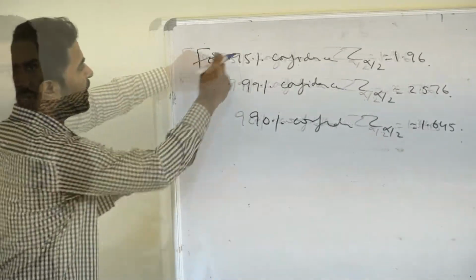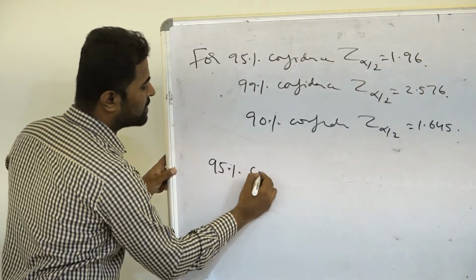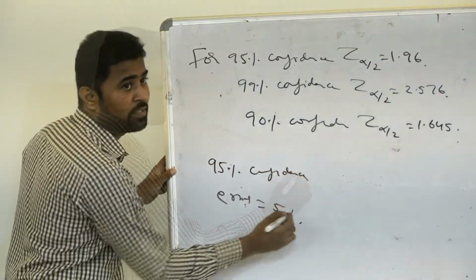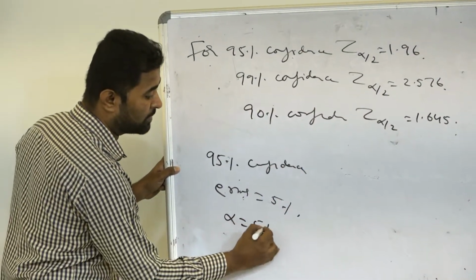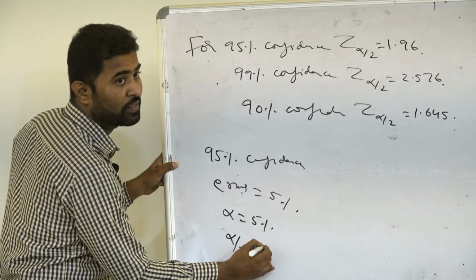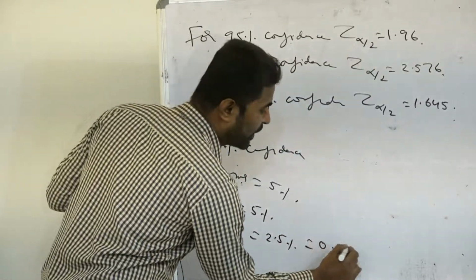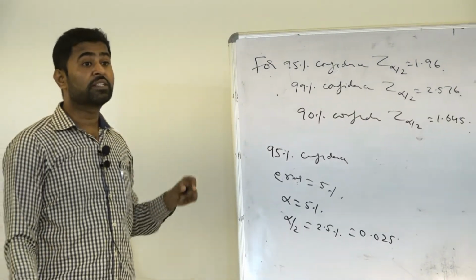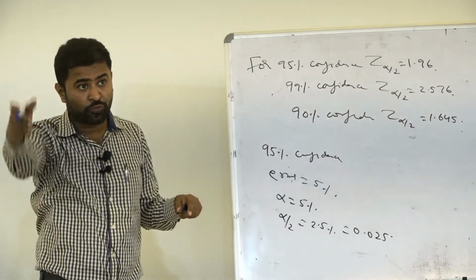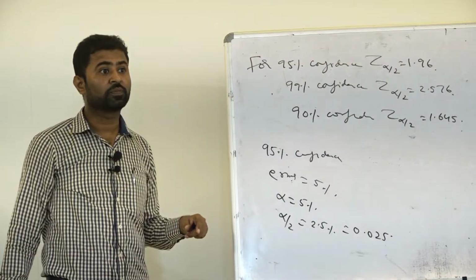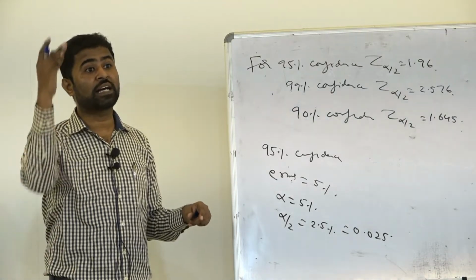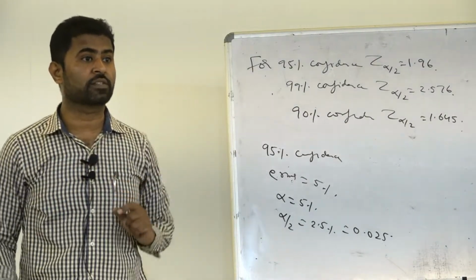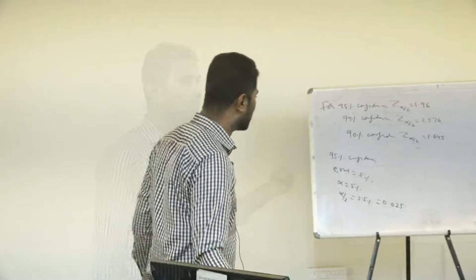Yes, look at this. 95% confidence, so 5%. Alpha is 5%. Alpha by 2 is 2.5%, that is 0.025. Now go to T. See under alpha equal to 0.025, last row. In the 0.025 last row, you will have 1.96. Okay? You can see in that way also.